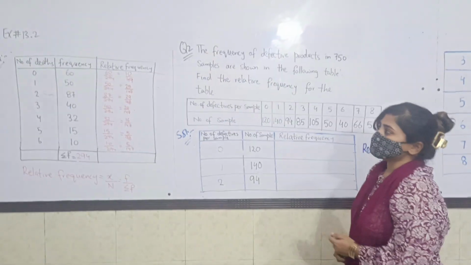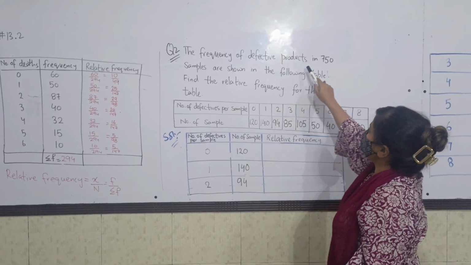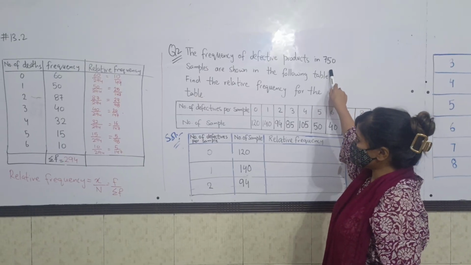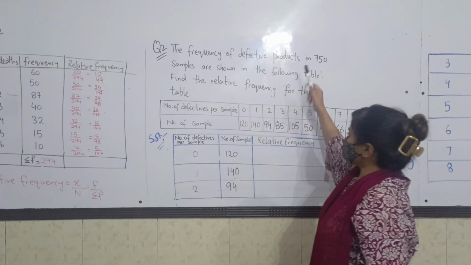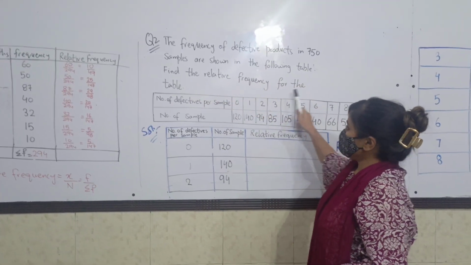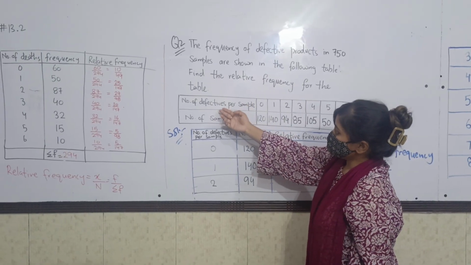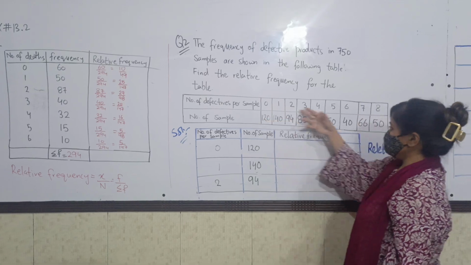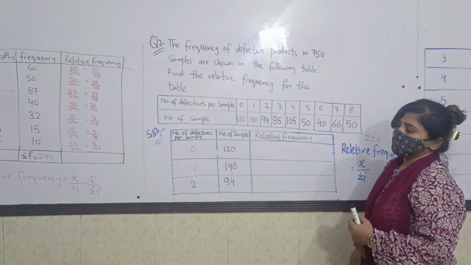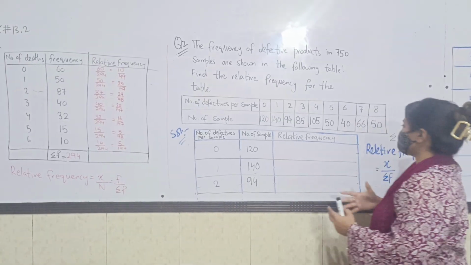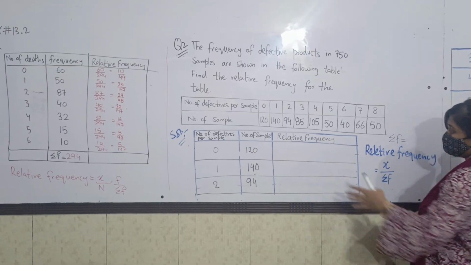Question number 2 of exercise 13.2. The question is: the frequency of the defective products in 750 samples is shown in the following table. Find the relative frequency for the table. In this, the number of defectives per sample is this, and the number of samples are these. So we have to make the table again because we have to find the relative frequency. We will make a separate column for it in the solution.